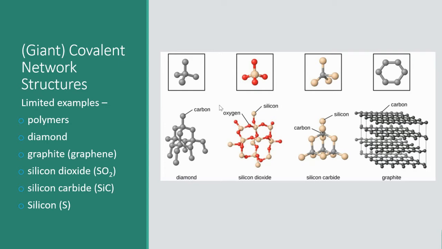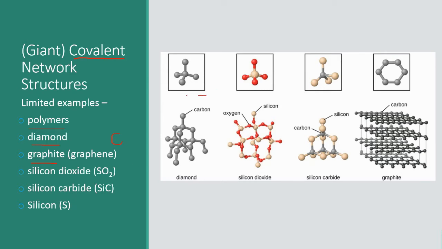There are only limited examples that we need to worry about for covalent network structures. The first one is polymers, which we are going to look at a lot more in organic chemistry, but that is plastics, all held together with covalent bonds. Then we've got diamond and graphite, which are both just carbon atoms.